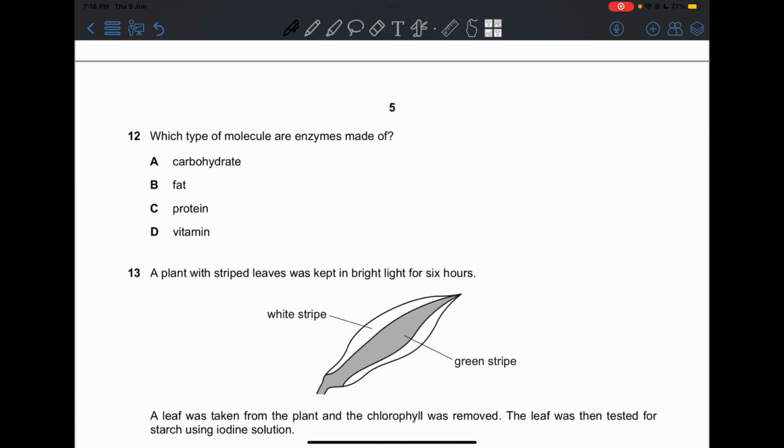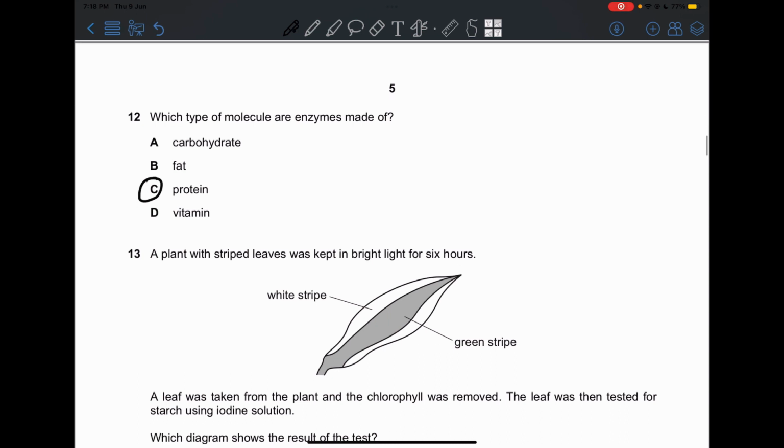Number 12. Which type of molecule are enzymes made of? Now, we know enzymes are actually protein, so we're going to be choosing that.